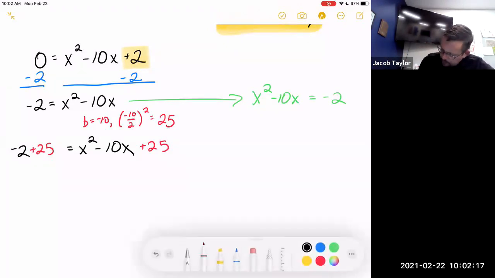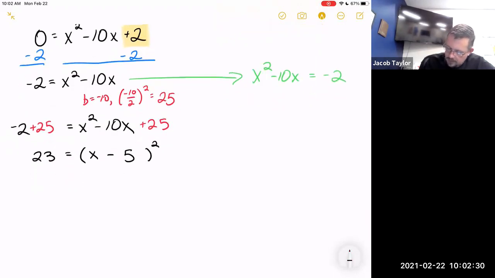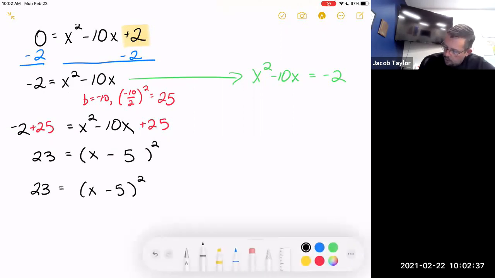So this is going to be 23, and this side is going to factor into x minus 5, because that was b divided by 2, it's -5. And then we will do our square root property. Hippity hoppity, square root property.